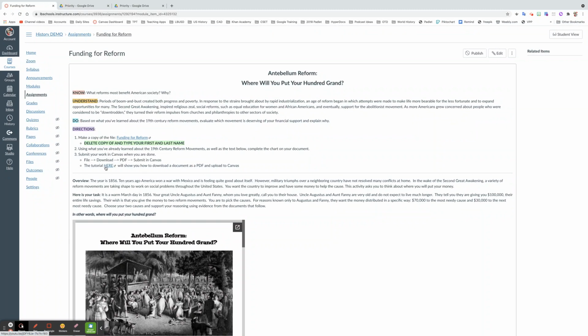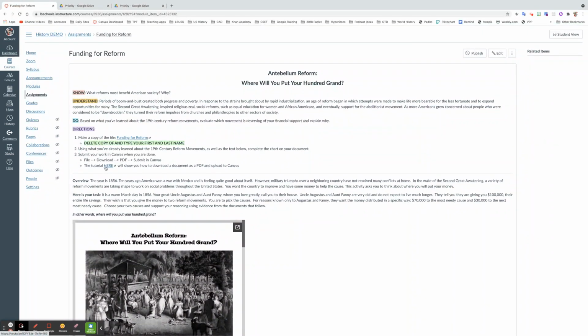Okay, so let's look at the overview. The year is 1856. 10 years ago, America won a war with Mexico and is feeling quite good about itself. However, military triumphs over a neighboring country have not resolved many conflicts at home. In the wake of the Second Great Awakening, a variety of reform movements are taking shape to work on social problems throughout the United States. You want the country to improve and have some money to help the cause. This activity asks you to think about where you want to put your money.